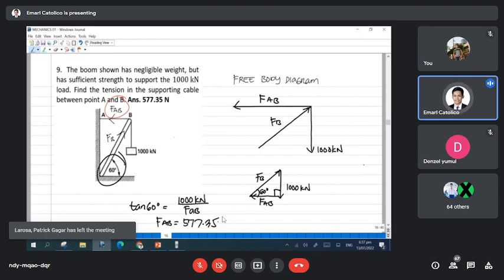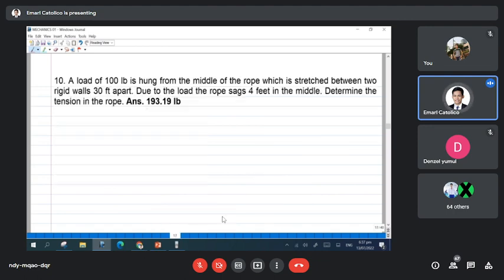Our unit is kilonewton. Okay? So always use a free body diagram to make it basic to solve. Okay, next item, number 10.